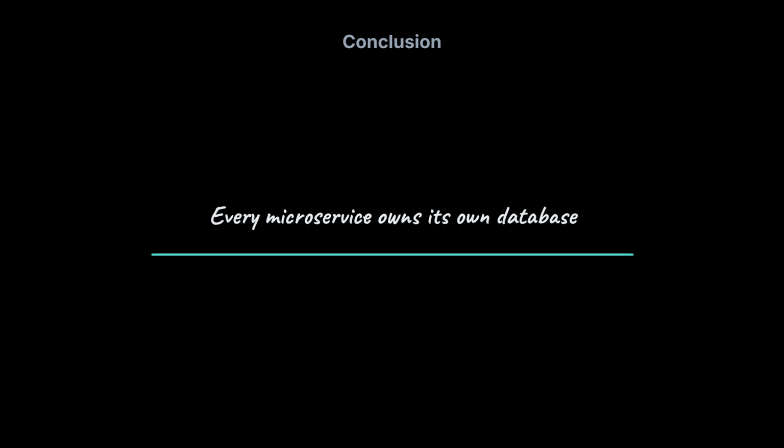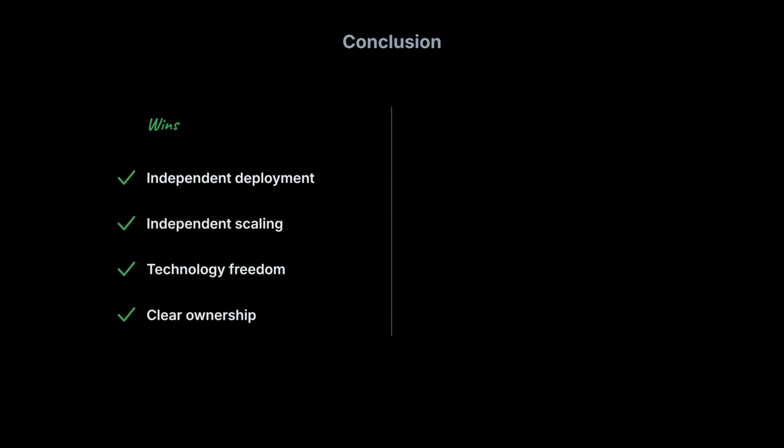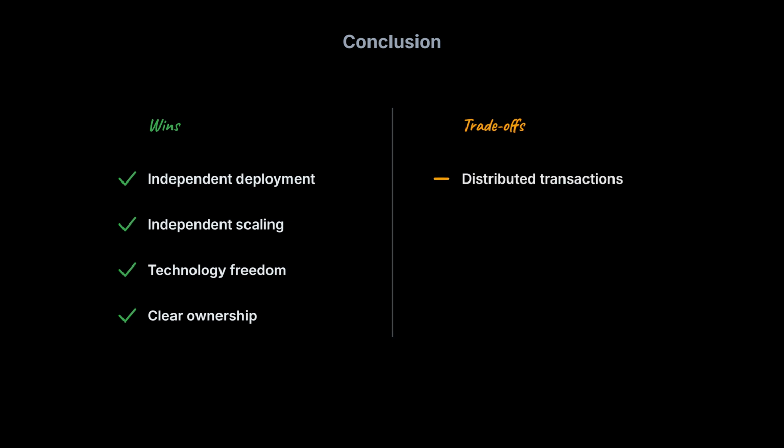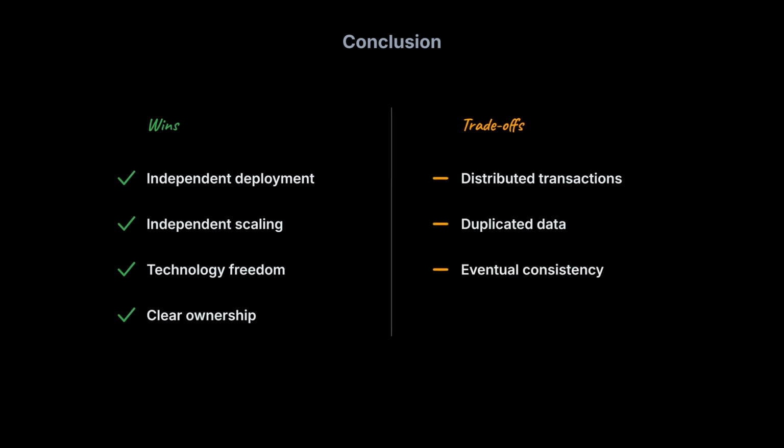The database per service pattern says only one thing: every microservice owns its own database. And this one single decision finishes tight coupling and unlocks independent deployments, independent scaling, and clear ownership. But understand one thing: it is a trade-off. Nothing comes for free. In return, you have to handle distributed transactions, duplicated data, eventual consistency, and the loss of that simple join.